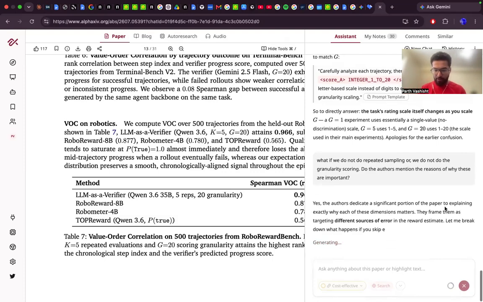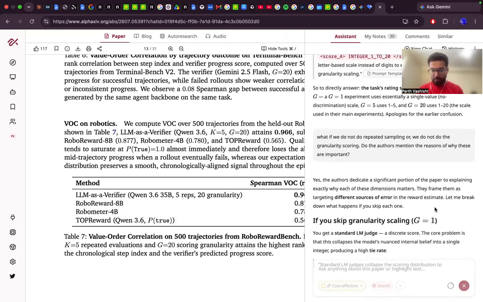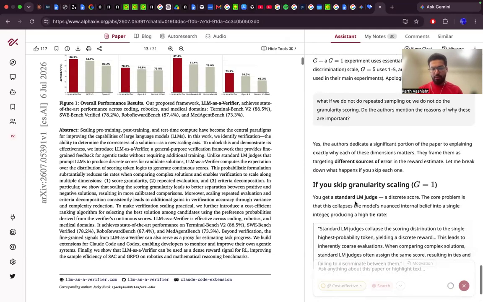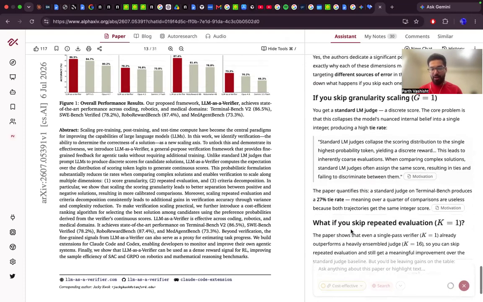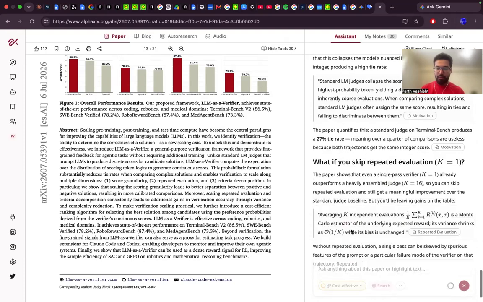Dedication of the paper explaining exactly. Yeah. Okay. Yeah, this felt like an attack to me. It's standard... into a single integer. Yeah, I do know that. I do know that.